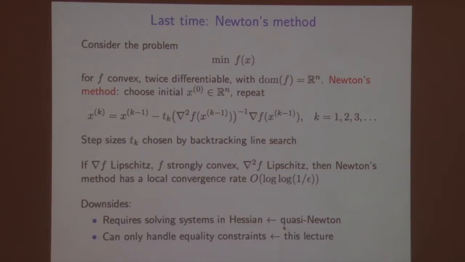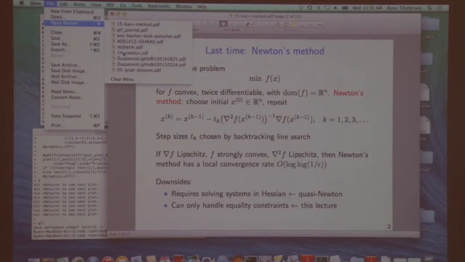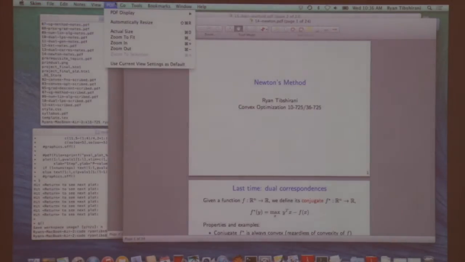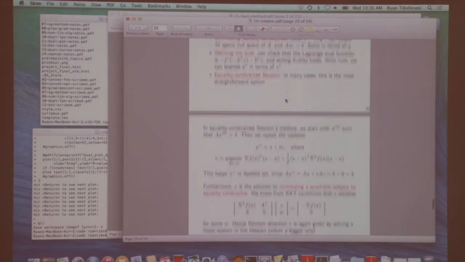A fix for that is to use what are called Quasi-Newton methods, and I'm going to very briefly go over that right now. The second issue was that we couldn't handle inequality constraints with Newton's method. I told you that projected Newton's method wouldn't really work. We can't just project onto a constraint set. That's what we're going to remedy this lecture with the barrier method. So let's just quickly go to the Quasi-Newton part we didn't cover last time.